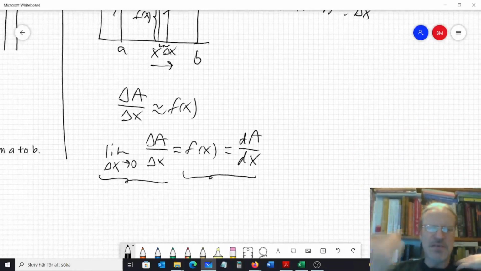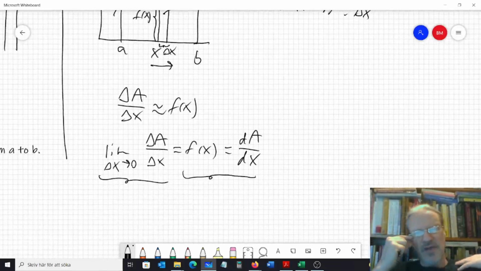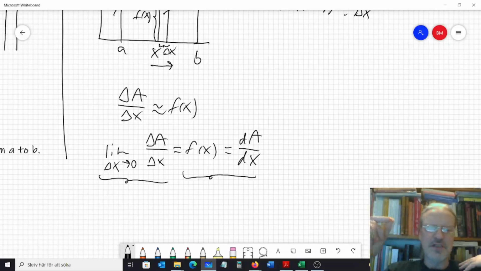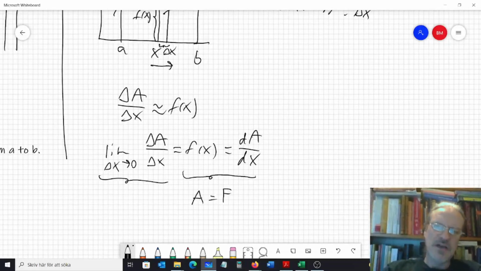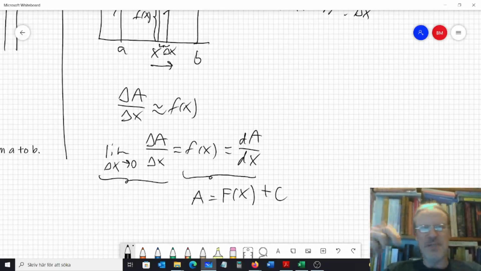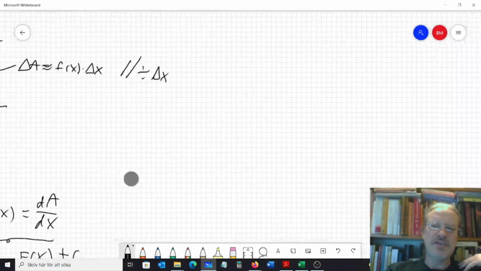Anyhow, back to this, we saw that we had f of x equals dA/dx, and we could reason that if we take the antiderivative of this, we should get the area in some way. So to find the area, we should be able to just find the antiderivative of f of x plus some constant that depends on where we start. We'll see an example of that in a minute. So it seems to be possible to find the area using antiderivatives. Let us check if this is true.